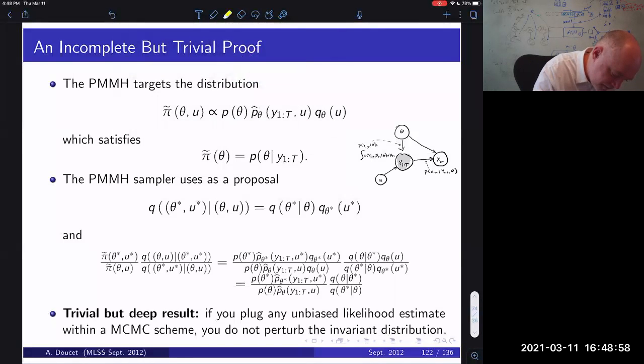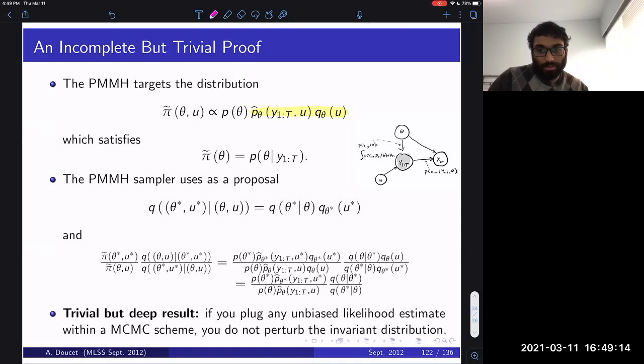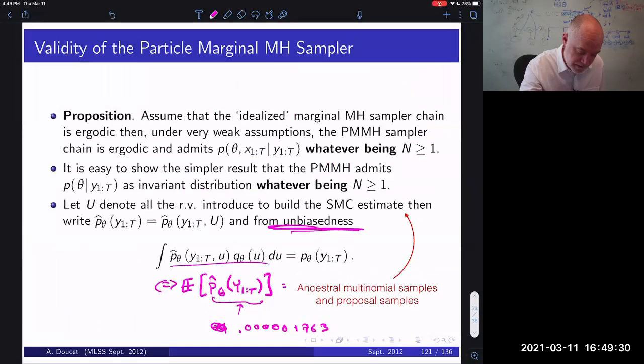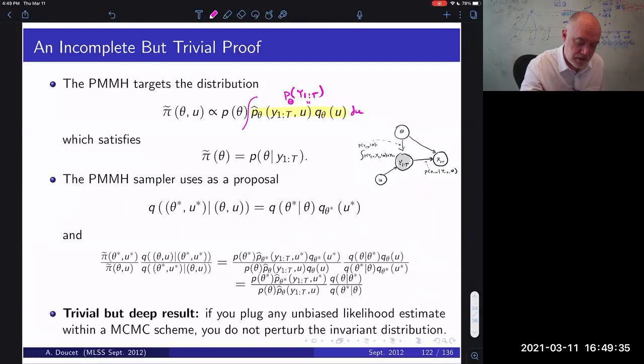which again, and this is really important, if you marginalize this with respect to u, what do you get? The evidence back. That's what the unbiasedness condition says.